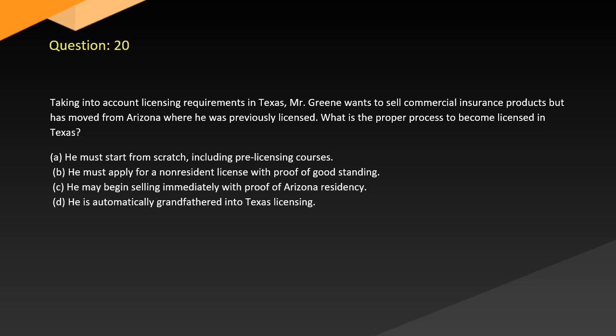Question 20. Taking into account licensing requirements in Texas, Mr. Green wants to sell commercial insurance products but has moved from Arizona where he was previously licensed. What is the proper process to become licensed in Texas? A. He must start from scratch, including pre-licensing courses. B. He must apply for a non-resident license with proof of good standing. C. He may begin selling immediately with proof of Arizona residency. D. He is automatically grandfathered into Texas licensing.